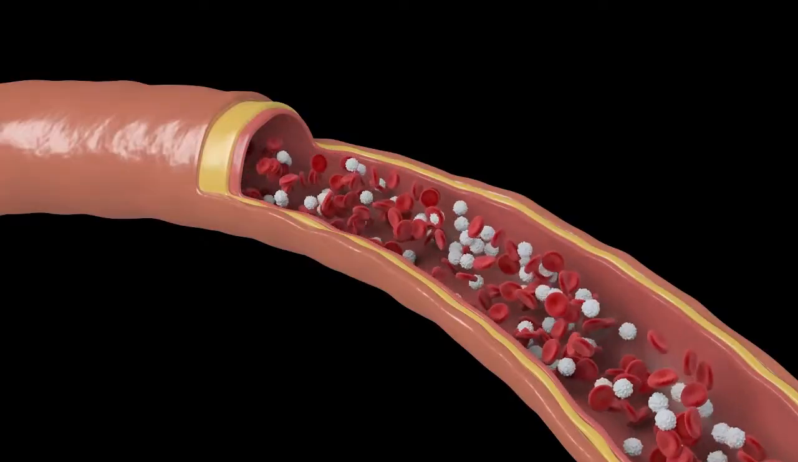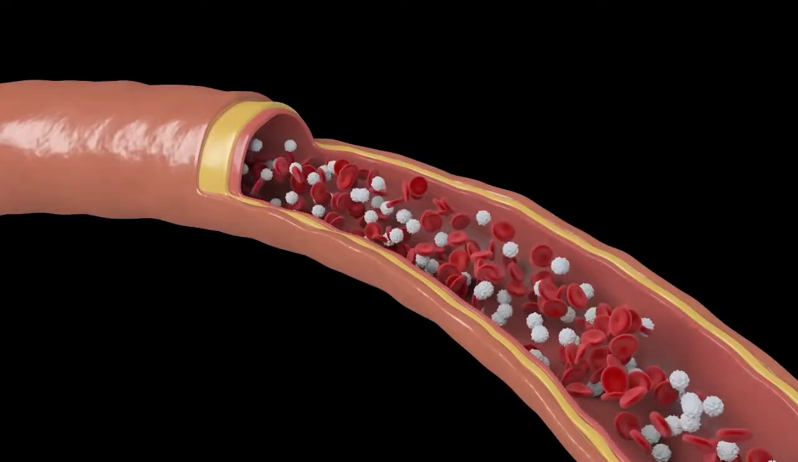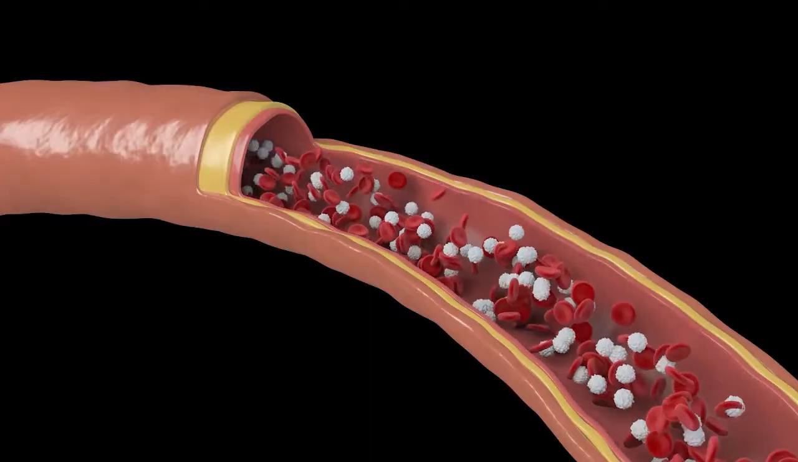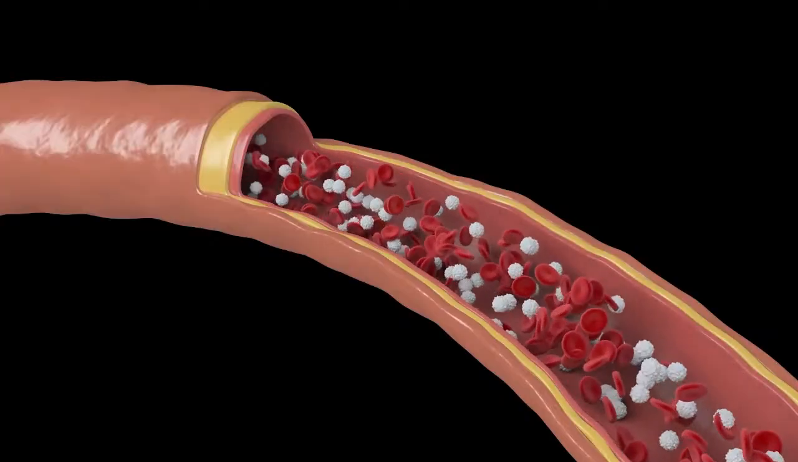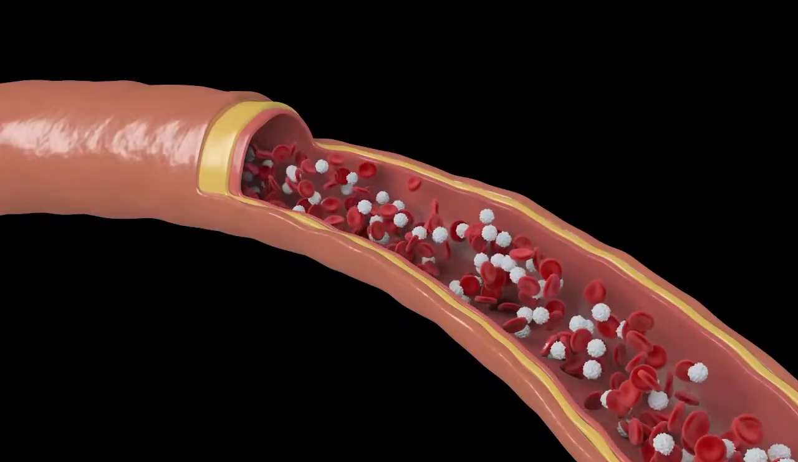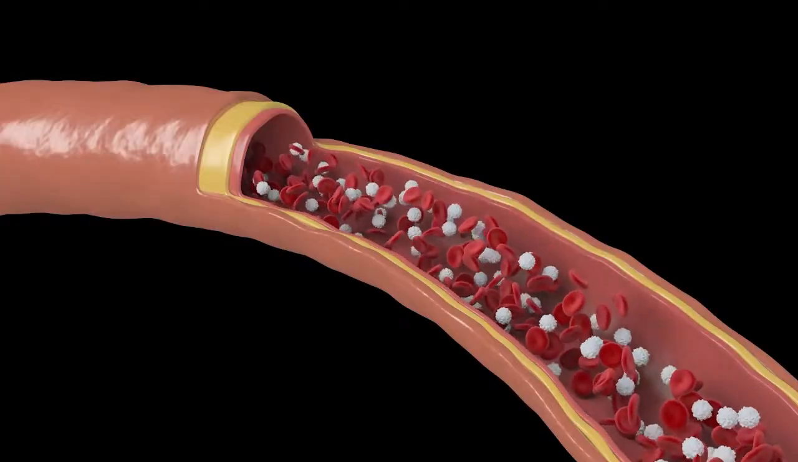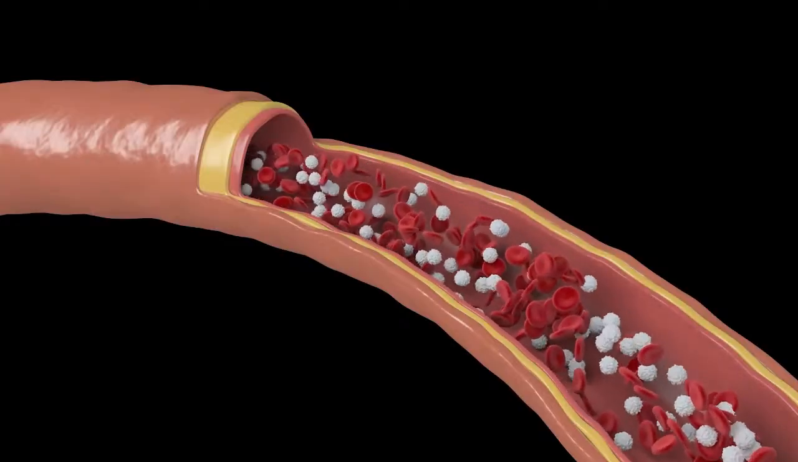Platelets, or thrombocytes, are small, irregularly shaped cells that are involved in blood clotting. When a blood vessel is damaged, platelets clump together to form a clot that helps to stop the bleeding. Platelets are produced in the bone marrow and have a lifespan of about 10 days.